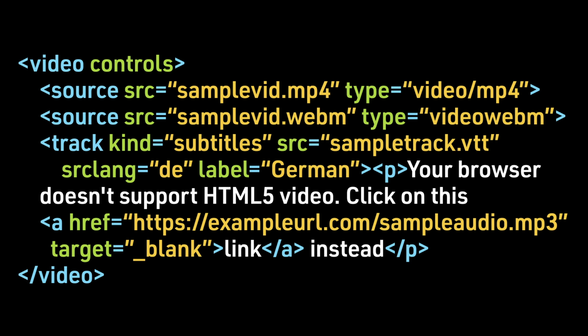And after our track element, the paragraph text tells the user, if neither source is supported, that the browser doesn't support HTML5 video and provides a link for the user to click to access the video instead. For the track element, we use the kind attribute to specify that this track is a subtitle, and we tell the browser where to find the WebVTT file in the src attribute. The language of our text track is actually German by the label, but the browser understands German by the value DE for Deutsch.